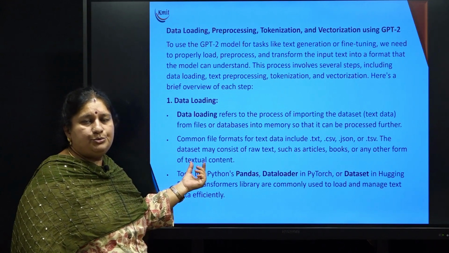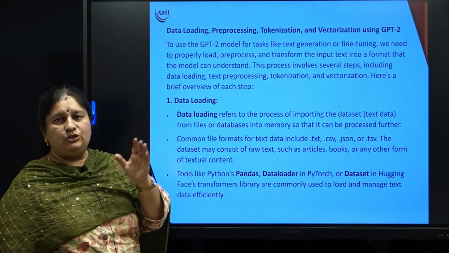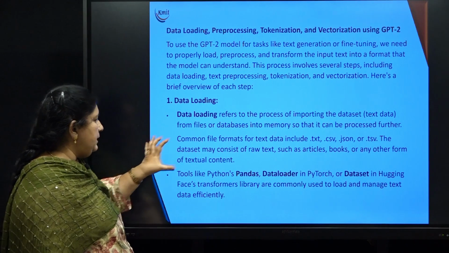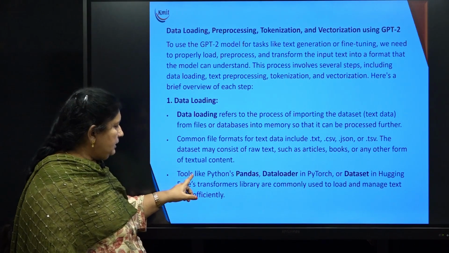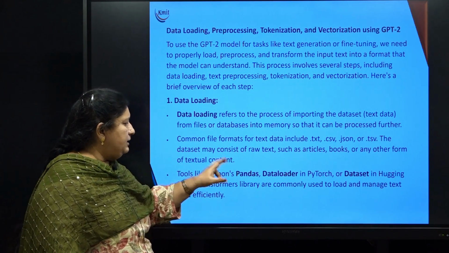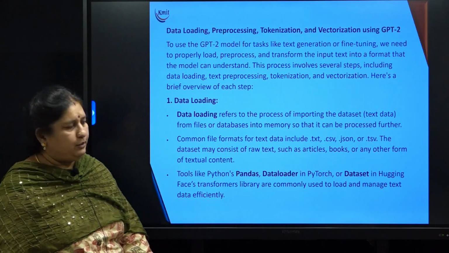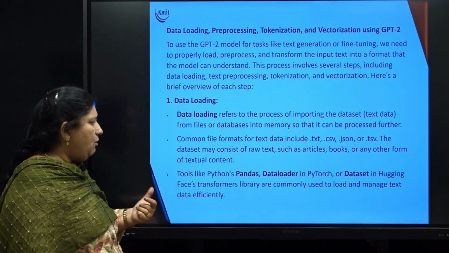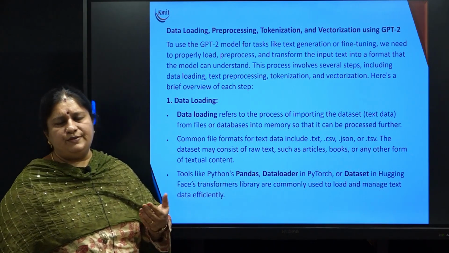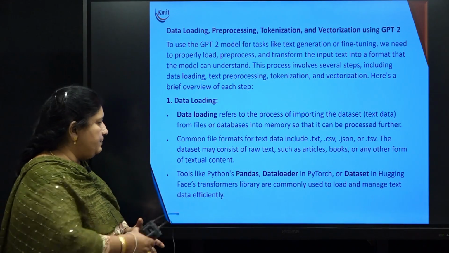We are going to use the text information because of the applications we have: text generation as well as text summarization. We need to have the text information. In order to import the data, generally we use either Python's pandas, or the DataLoader in PyTorch, or datasets in Hugging Face. These are some of the tools which will help us to import the data set into the memory for further processing.